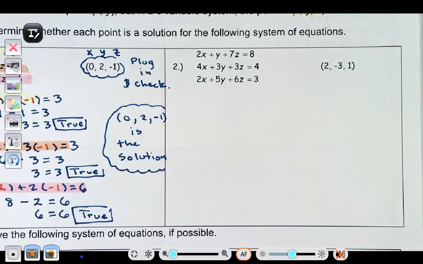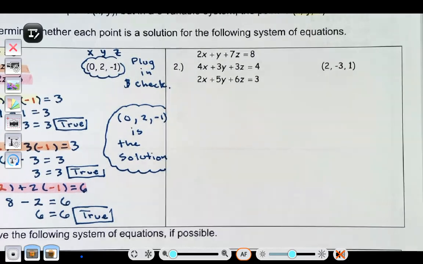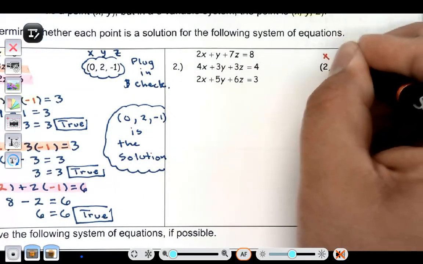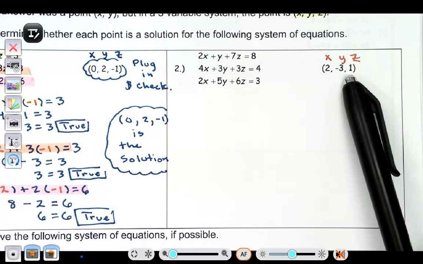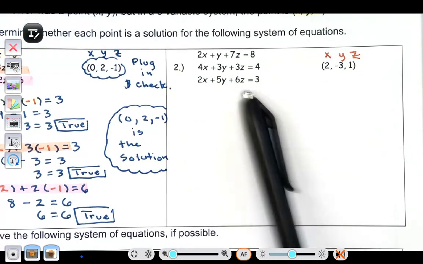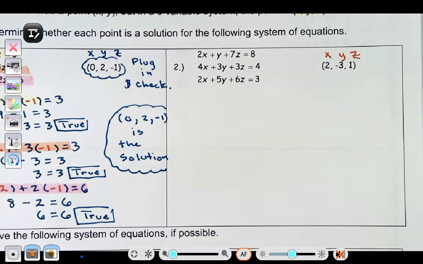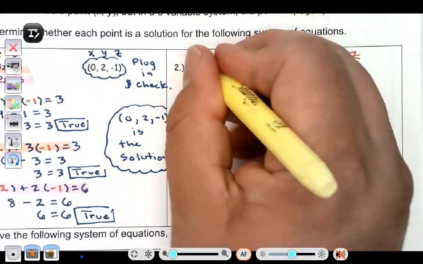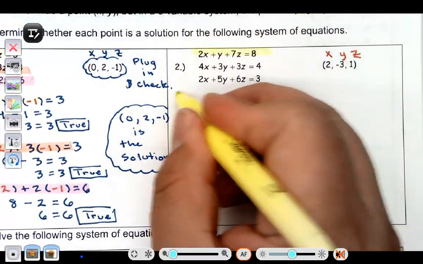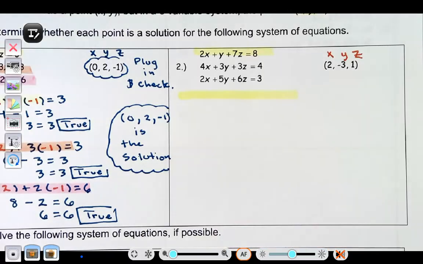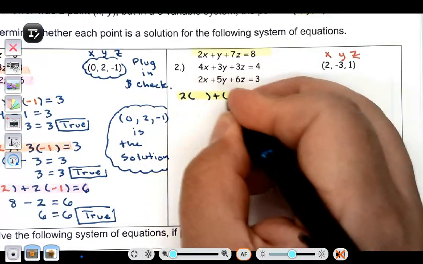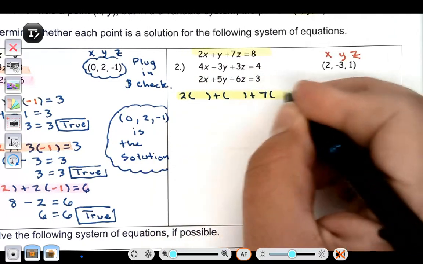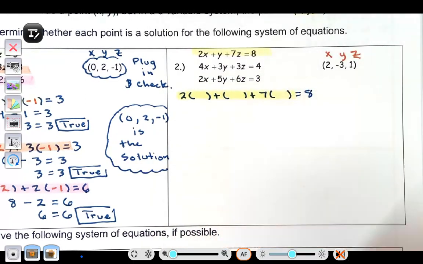So, same situation here. We're giving you an X, we're giving you a Y, we're giving you a Z. There's my X, there's my Y, there's my Z. My question is this: where all three lines are gonna meet? Well, again, if all I'm doing is checking, then let's start plugging in. So I'll take my first equation. All right, 2x plus y plus 7z is equal to 8.